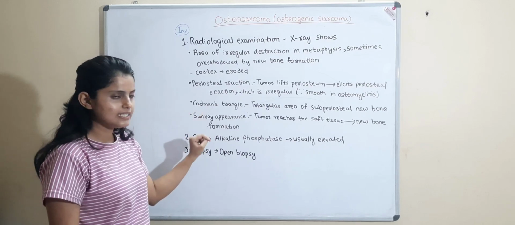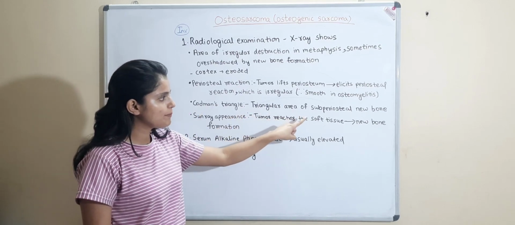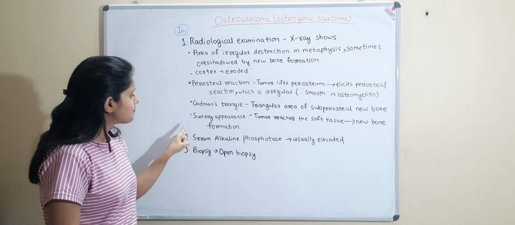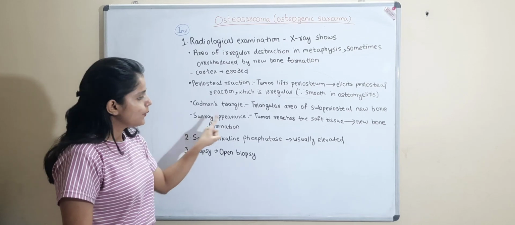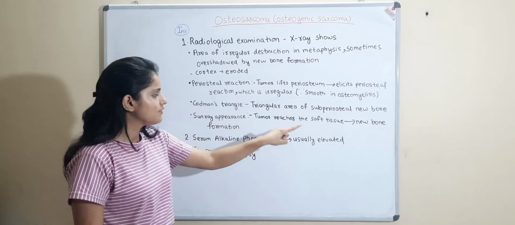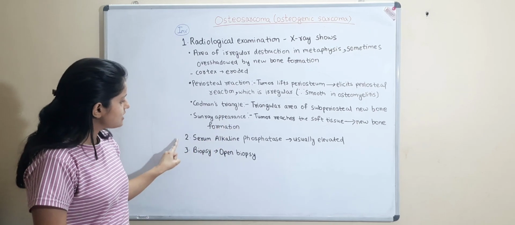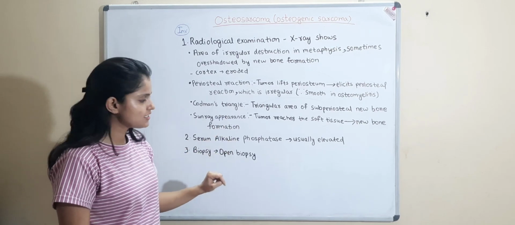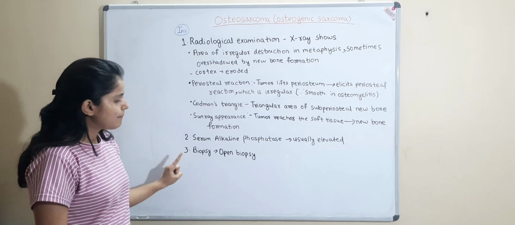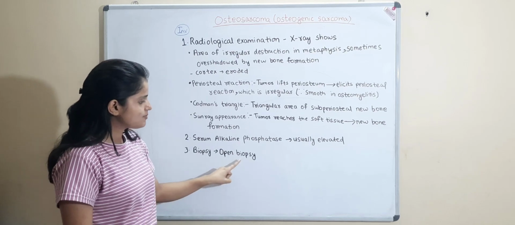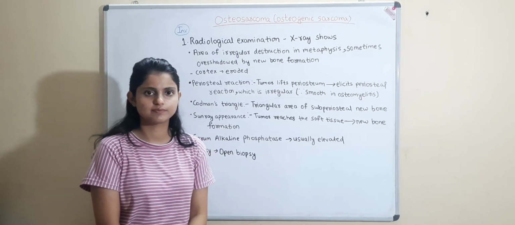Codman's triangle is seen. This is a triangular area of subperiosteal new bone formation. Sun ray appearance is seen. When the tumor reaches the soft tissue, new bone formation occurs, which gives the sun ray appearance. Serum alkaline phosphatase is also increased, but this is not diagnostic. Biopsy is done, and open biopsy is the confirmation of the diagnosis.